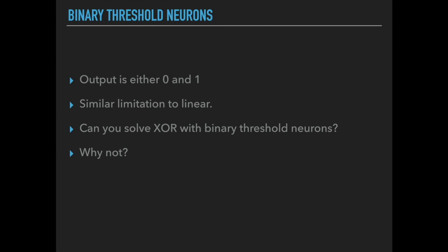So if the input is over some configured threshold, we fire 1, otherwise 0. And that's our concept of activating it. The limitations are similar to linear neurons. So if you feel like writing something up yourself, take a look, see if you can solve the XOR problem with binary threshold neurons. That's a problem that isn't linearly separable, so I'd be very surprised if you do solve it without adding an extra dimension, but have a go.